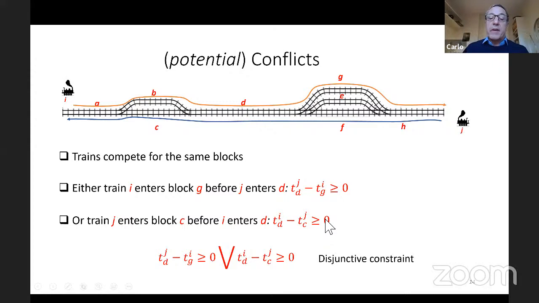So any feasible schedule will satisfy one of these two presence constraints. And this is why the two constraints together are called a disjunctive constraint. And they are typically represented in this form here now.